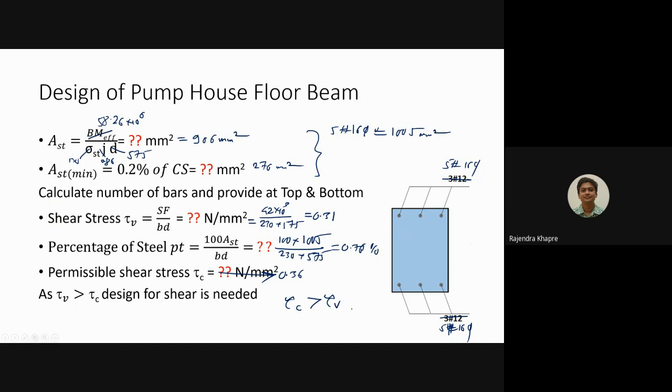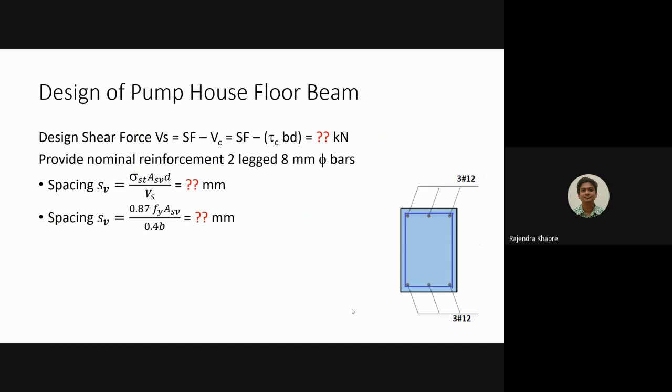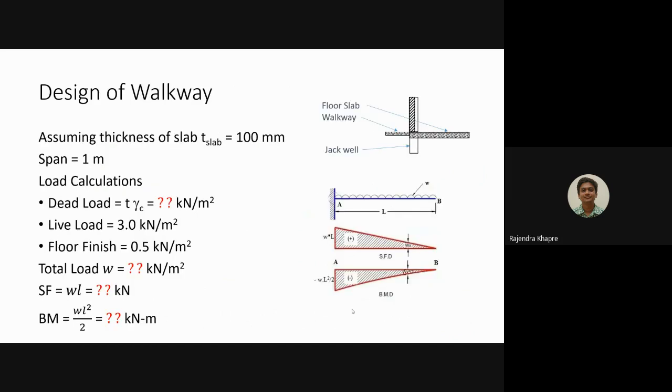ठीक है. So now you don't have to worry, your beam is safe in shear, but still we have to provide the nominal reinforcement as per the standard code. Okay, so that part you can do. So if it is not there, then we have to follow this, we have already discussed. Okay, so shall I continue this? ठीक है. एक small part बचा है, that is the design of walkway.